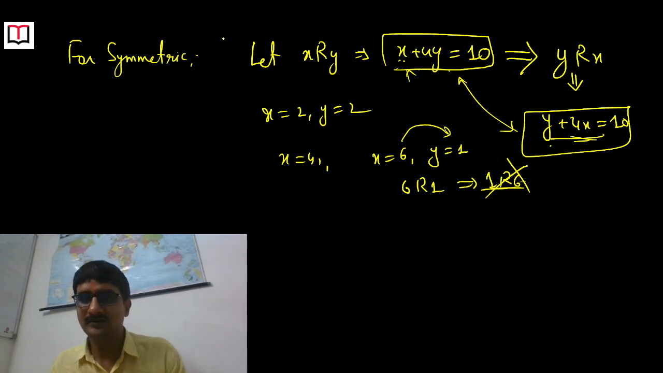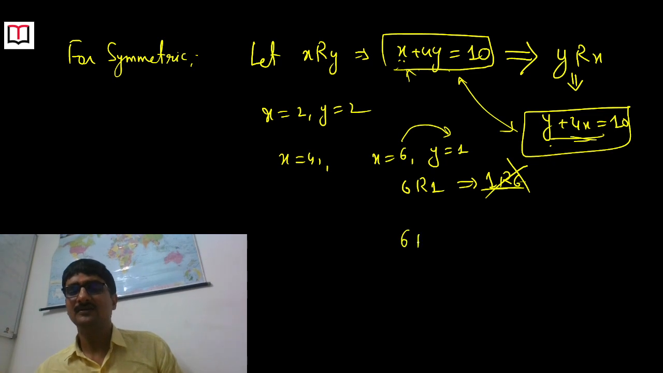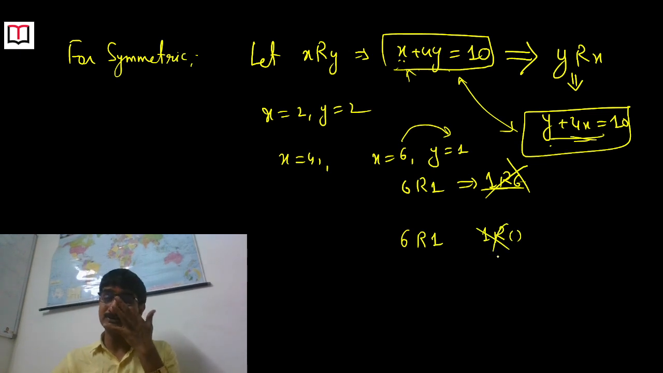If I put x as 2, then y is 2. If I put x as 4, not possible. If I put x as 6, then 1, you don't have anything starting with 1. Because if you replace x by 1, you won't get y, which is a natural number. So if 6 comma 1, you don't have any 1 related to something. So you don't have it, that means it's a transitive relation.